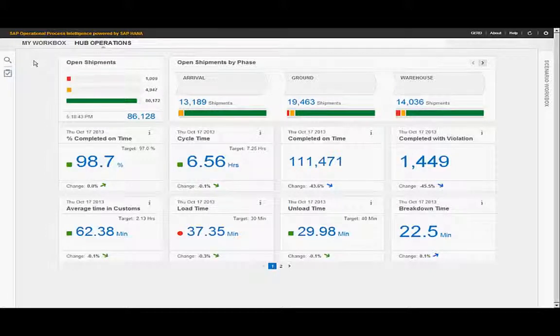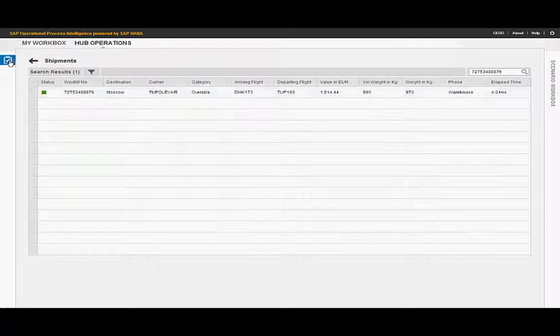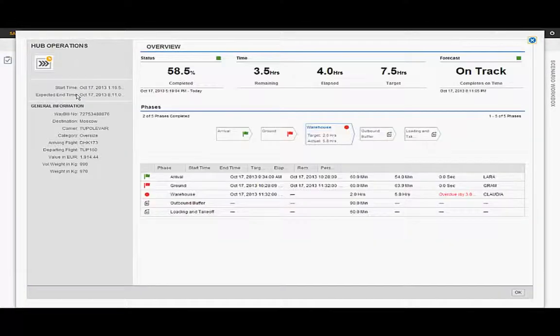He's also a big motorsports fan, and today he knows that his hub is transporting a new DTM car, race car. So he wants to see what the status is. He can go into one specific instance. So this is the race car that's been shipped to Moscow. That's where the season premiere is happening, and it's forecasted to be on track.